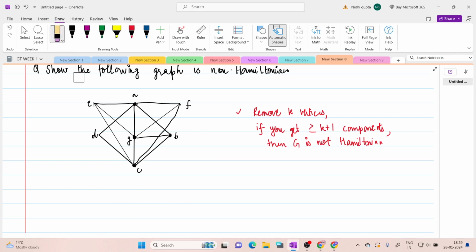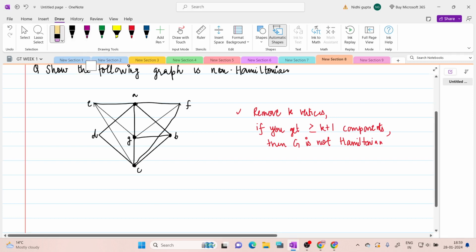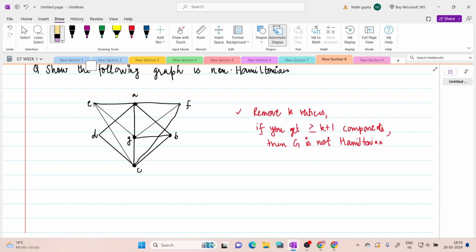So try doing something else. It is not necessary that you have to just remove one vertex. If after removing two vertices you are getting three components, then also you can show that this is non-Hamiltonian. If removing three vertices is giving you four components, then also it is done.